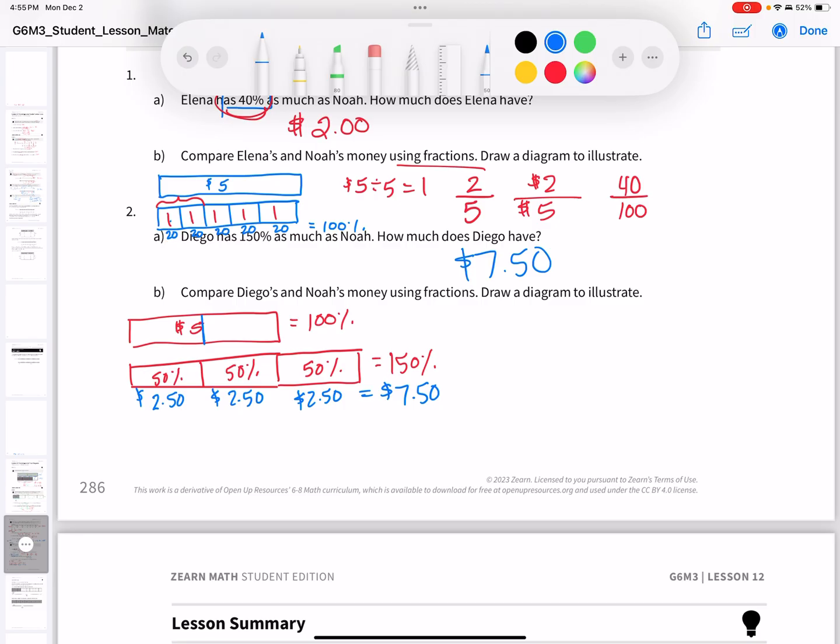Now, let's use fractions to talk about this. Well, how many 50%s does Diego have? Well, he has 3 50%s. And how many 50%s does Noah have? He has 2. So we can write that fraction as 3/2. That's like saying 150% over 100%, right? And we can reduce that to 15/10, which also reduces to 3/2.